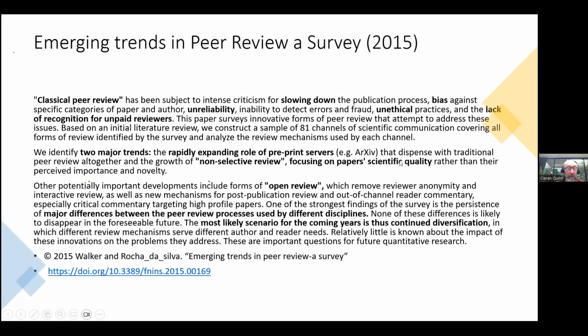And things like arXiv are dispensing with traditional peer review altogether. And there's also growth of non-selective review, focusing on scientific quality rather than perceived importance and novelty. Also, increased interest in open review. So you remove reviewer anonymity. But the strongest finding there is the persistence of major differences between the peer review processes used by different disciplines. So the process is quite different depending on your discipline. So again, depending on what area you're in, you'd need to investigate that and just see how that process works in your area and see how you can approach that in the way that's most beneficial to you.